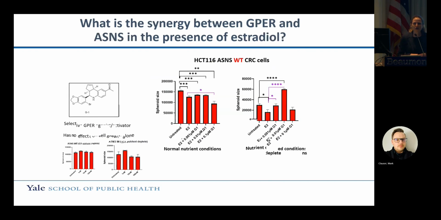So just finally, this is the data where we're at right now. This was given to me just last week by my postdoc. We looked at another cell line to see if we could see the same effects, as we know that between cell lines, you may not always get the same finding. So we took these CRISPR edited cells, again, the HCT116 ASNS wild type cell lines.